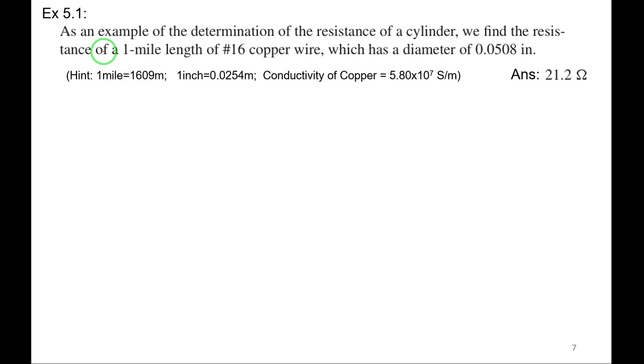Then we'll try to solve this numerical. If any doubts are there, please unmute yourself at that moment and speak to me, right? So that I can address it at that moment. Okay, as an example, we'll not take all these things. The determination of resistance of a cylinder. From here the question starts. Find the resistance of a 1 mile length of the 16 gauge copper wire. Commercially, people will say 16 gauge, 18 gauge, right? Number 16 means 16 gauge copper wire, which has a diameter of 0.058 inch. Okay, let me try to draw that cylindrical conductor.